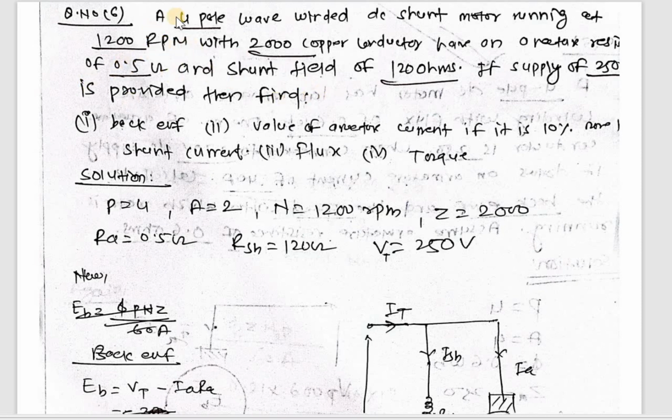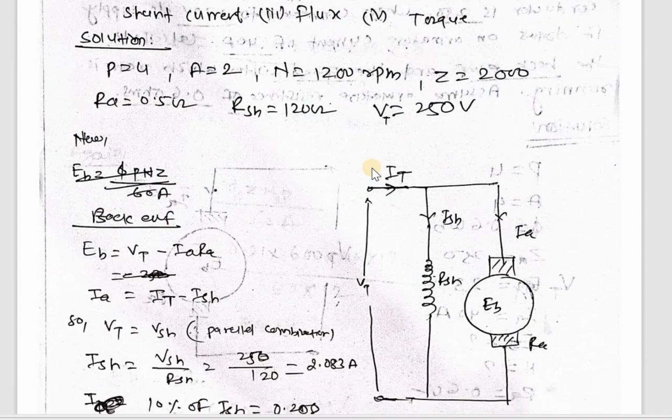Hello everyone, welcome to the next numerical problem of electrical machines. Today our numerical problem is a 4-pole wave winding DC shunt motor running at a speed of 1200 rpm with 200 copper conductors, having an armature resistance of 0.5 ohm and a shunt field resistance of 120 ohm. If a supply of 250 volt is provided, then find the back EMF, the value of armature current if it is 10% more than the shunt current, flux, and the last one is torque.